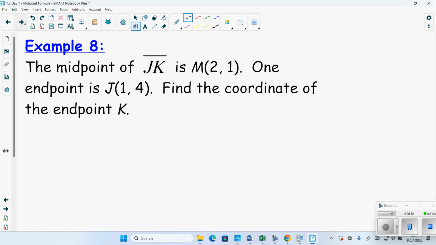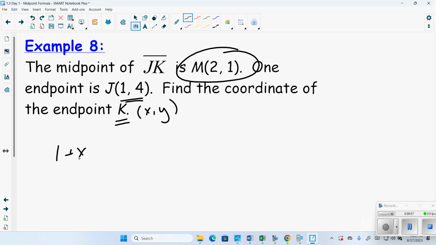Now, this is a little more complicated. They're telling me the midpoint and giving me one endpoint. They want to know what the other endpoint would have to be. If I want to solve this algebraically, you actually could solve this more logically. Solving this algebraically, one, I don't know what k is. K is the point xy.